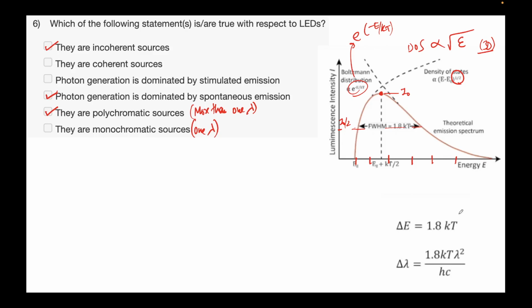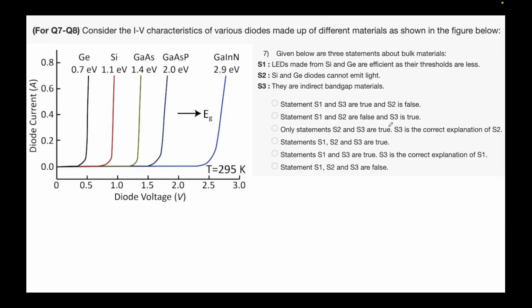So 26 times 1.8, that is around 47. So this is around 47 milli electron volts. Okay, so the wider the delta E is, the more spread you have over here. All right. Okay, so now we have talked about the basics of LEDs.